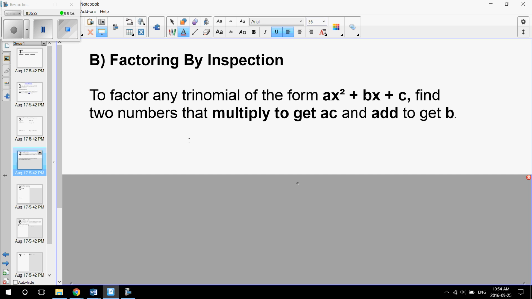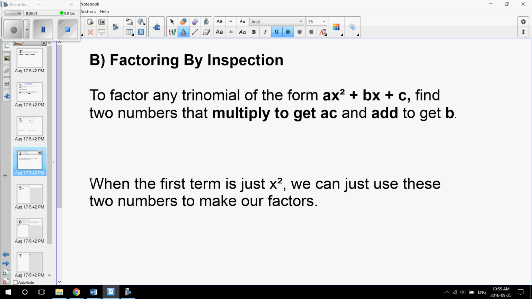The second type of factoring that we're going to look at is factoring by inspection. To factor any trinomial of the form ax squared plus bx plus c, so we're going to have three terms here, we need to find two numbers that multiply to get the value of a times c, and that also add to get the value of b. So we need two numbers that multiply to the value of a times c, but those two numbers also have to add to get the value of b.